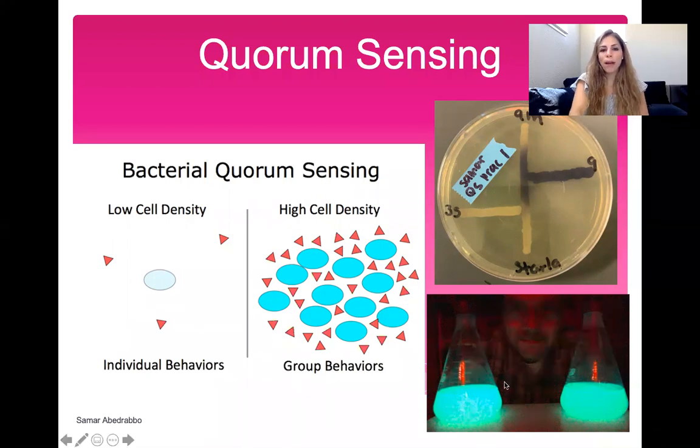So we're going to talk about bacterial communication, which is in essence what quorum sensing is, and then how it causes bacteria to turn different genes on. And here in this image, we see this really nice fluorescence. Bacteria were able to cause that fluorescence by this concept of quorum sensing.